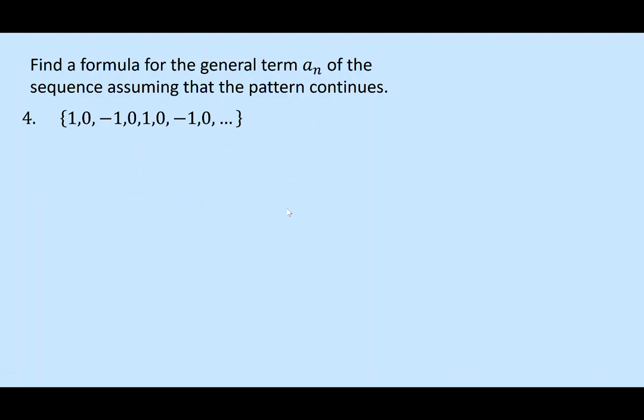Yeah. What about this? 1, 0, negative 1, 0, 1, 0, negative 1, 0. See any pattern? Well, it turns out this is sine of n pi over 2. What? Yep. Let's see. The first term should turn out to be 1. Does it? Plug n equals 1. You get sine of pi over 2. What is sine pi halves? 1. Yep, that worked out.